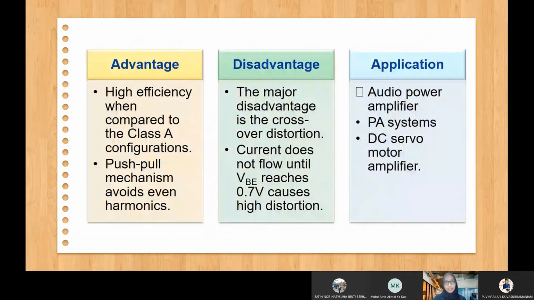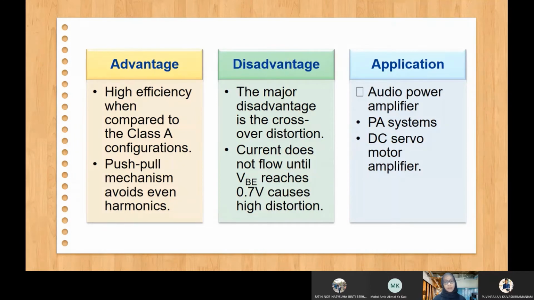There are advantages and disadvantages in class B. The advantage is high efficiency when compared to the class A configuration. Second, the push-pull mechanism avoids even harmonics. The disadvantage is the crossover distortion, as taught earlier, because current does not flow until VBE reaches 0.7 volt, causing high distortion. There are three examples of application, which are audio power amplifier, PA system, and DC servo motor amplifier. Okay, next I will pass to Ami.